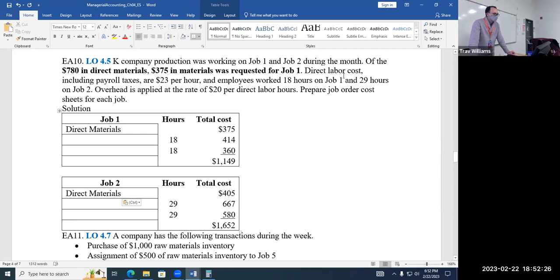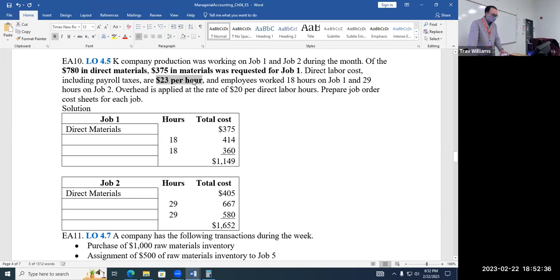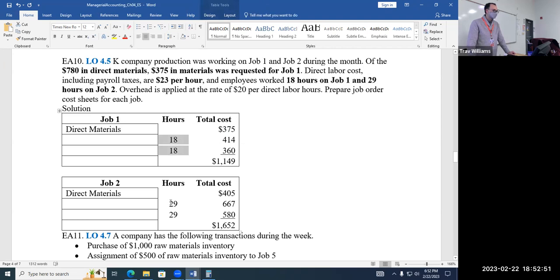It says then direct labor costs, including payroll taxes, comes out to $23 per hour. Okay. Employees work 18 hours on job 1, 29 hours on job 2. So on job 1, we see 18 hours here in 2 different places. And on job 2, we see 29 hours in 2 different places.